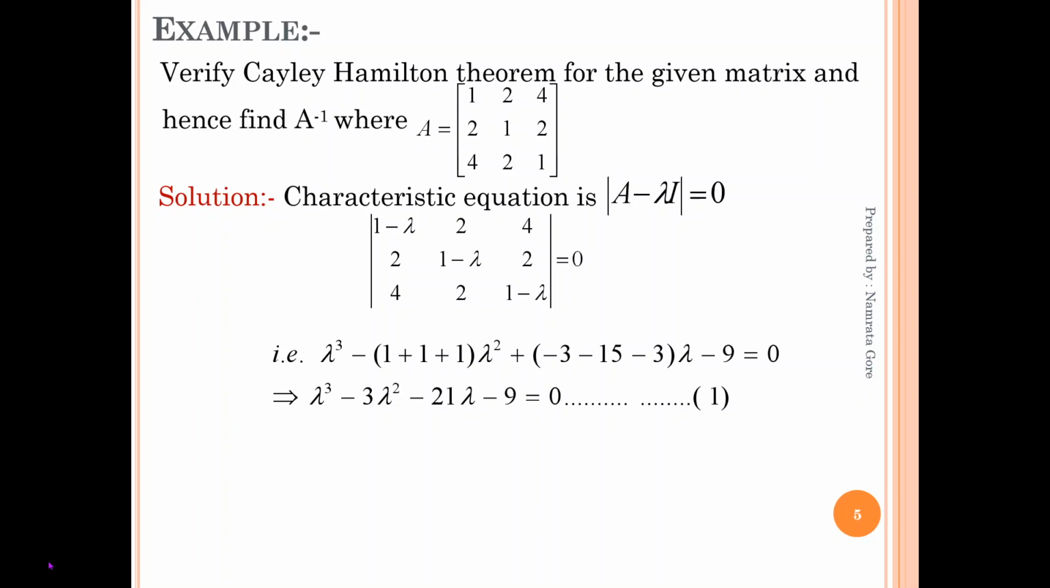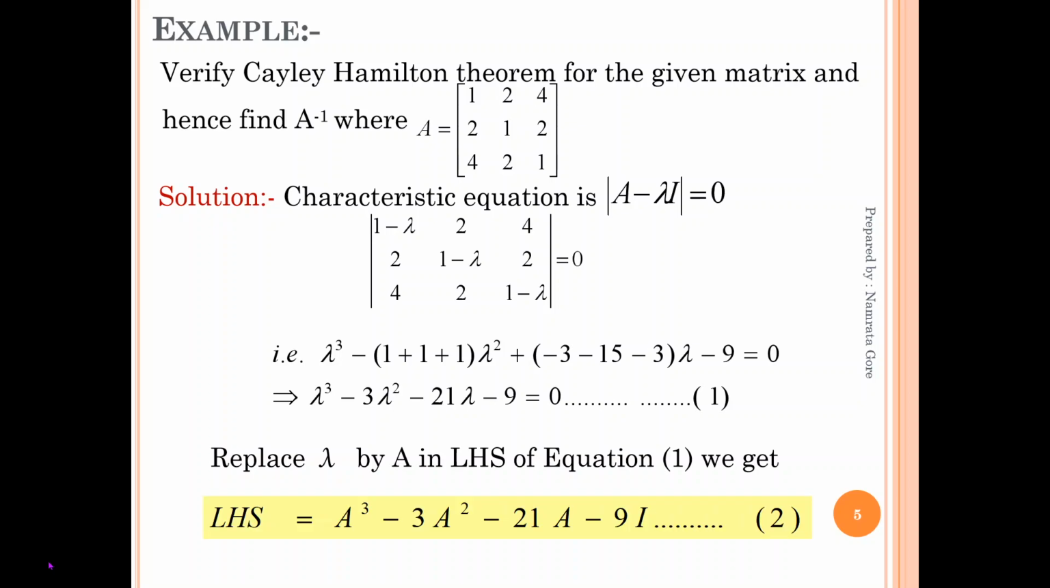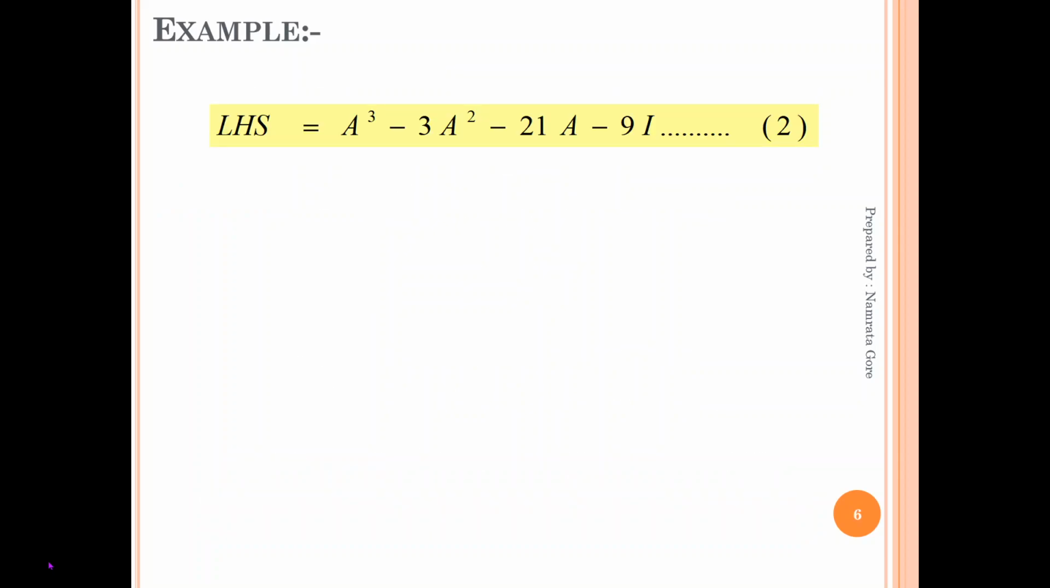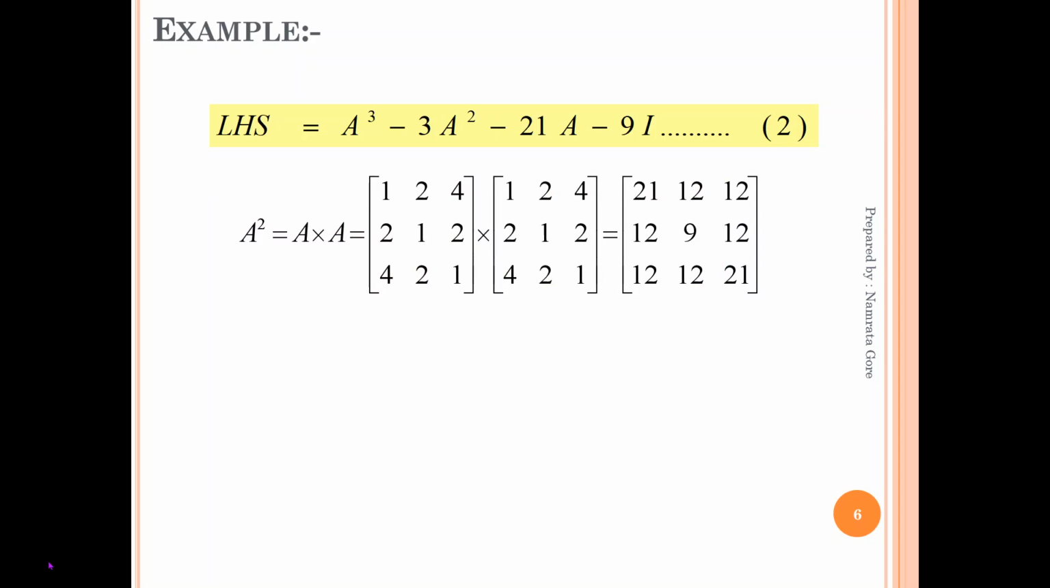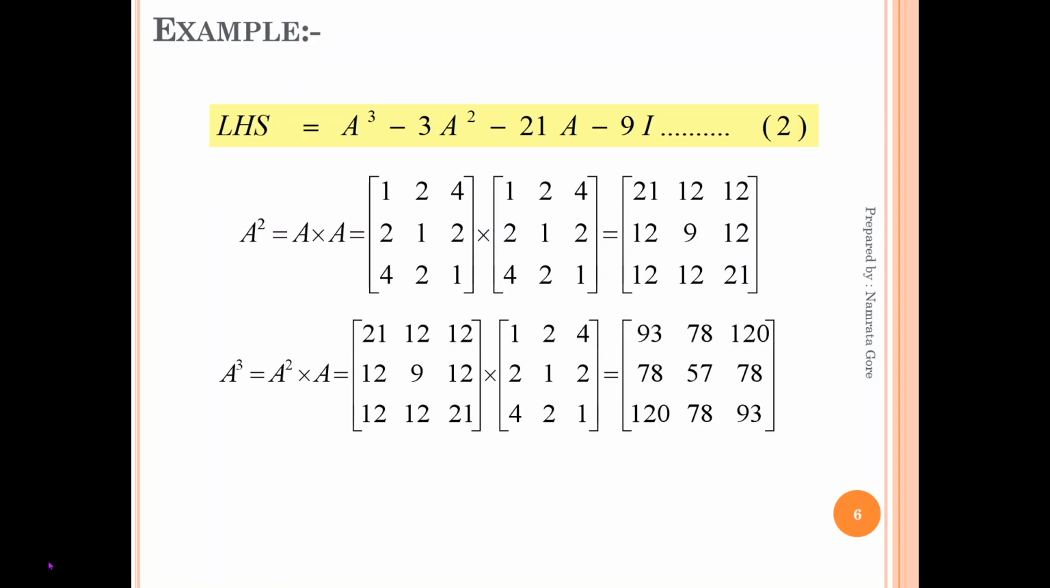Now when it comes to verify Cayley-Hamilton theorem, we replace lambda by matrix A in the left hand side of equation 1, so that we get the left hand side as A cube minus 3A square minus 21A minus 9I. For this equation, we calculate A square, we calculate A cube. This can be also done with the calculator.